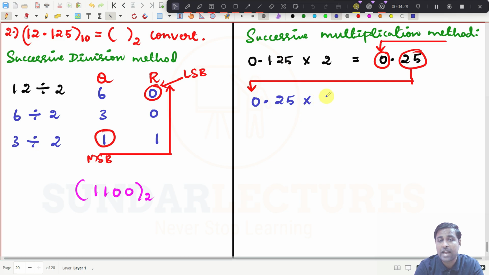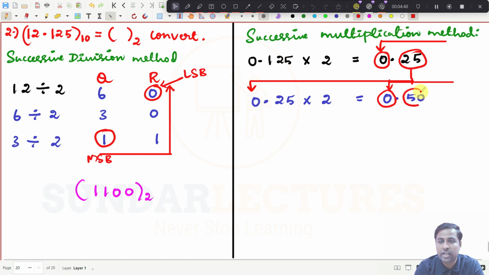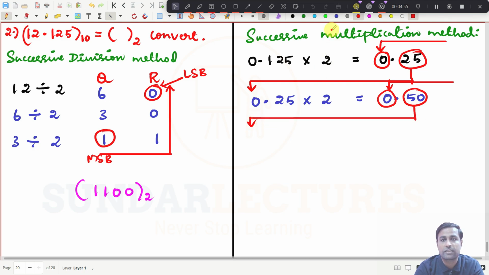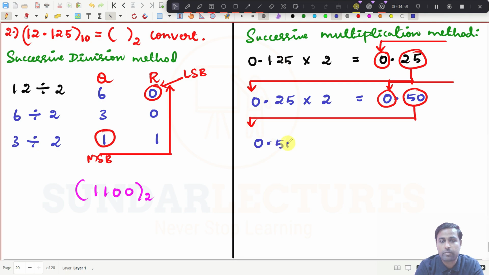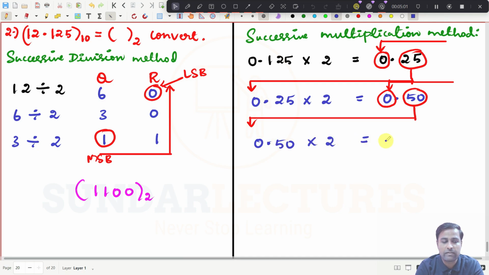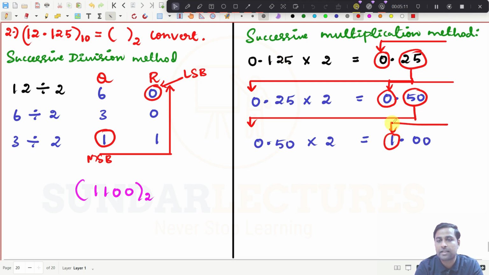You have to be very careful. And this value has to be multiplied by 2. If you multiply this one, you will get 0.50. That is the thing. You take this to be the answer value, and you take this 0.5 to the next part. If I multiply 0.5 by 2, I will get 1.00, and this has to be the answer, and this 0.00 has to be taken to the next one.